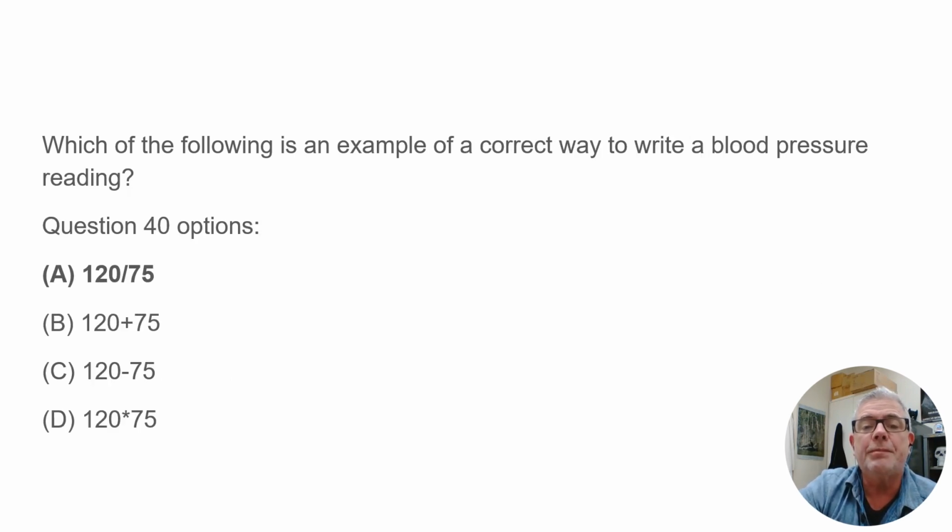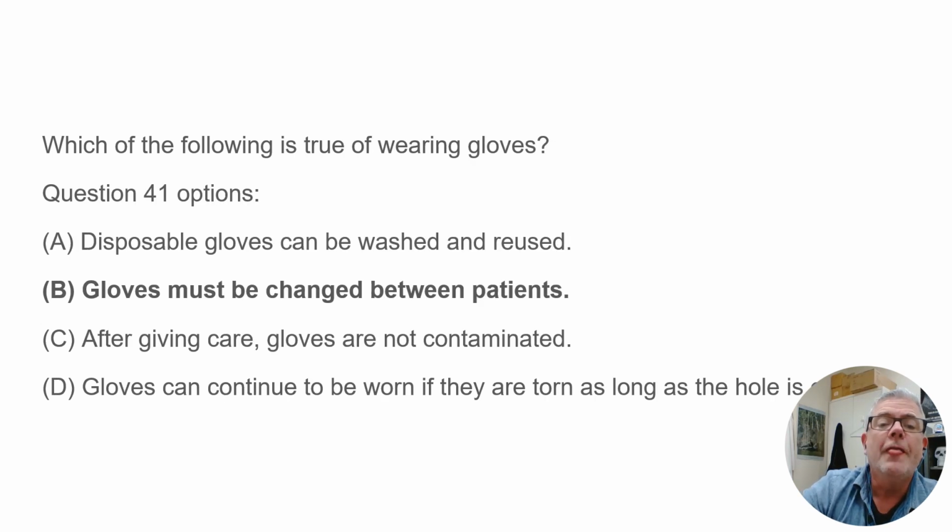Which of the following is an example of a correct way to write a blood pressure reading? So that would be 120/75, written as a fraction. The 120 is the systolic blood pressure. The 75 is the diastolic blood pressure. The systolic pressure is the pressure exerted on the wall of the artery as the heart is contracting or going into systole. The diastolic pressure is the pressure on the wall of the artery as the heart is relaxing or going into diastole.